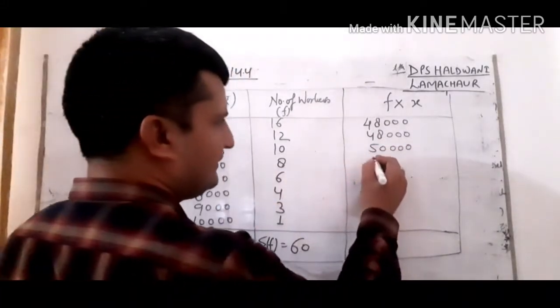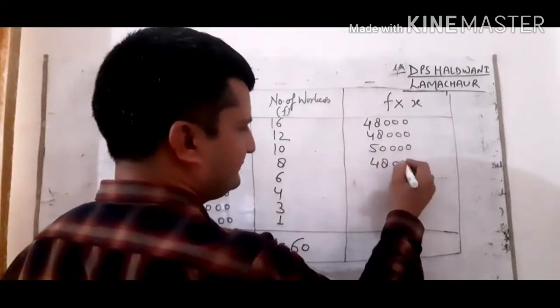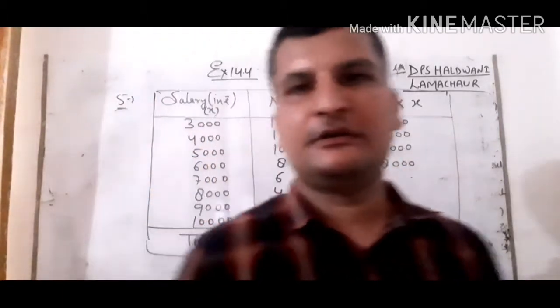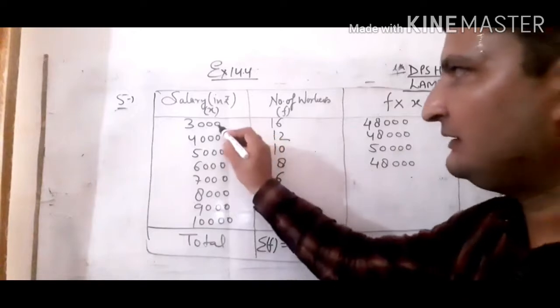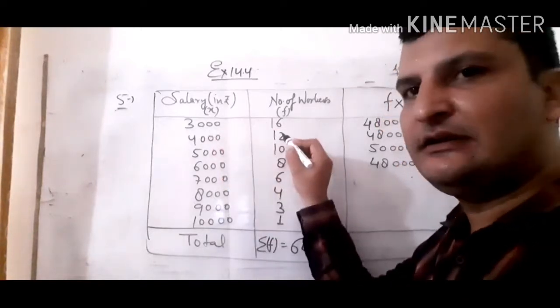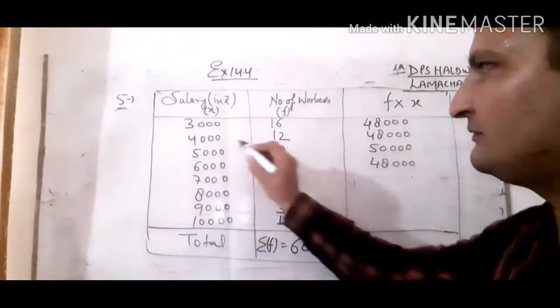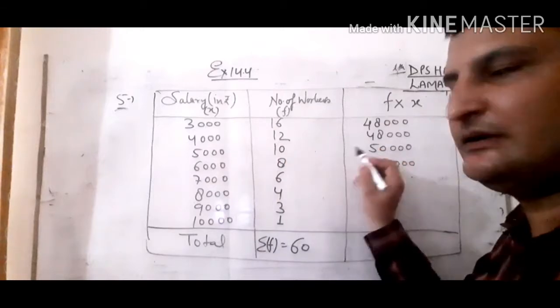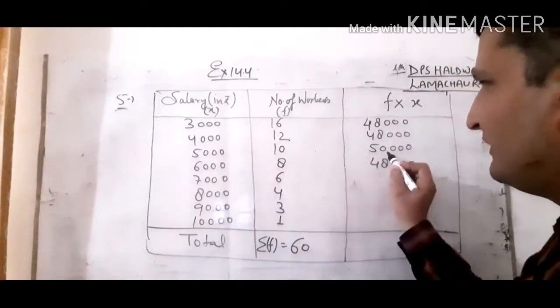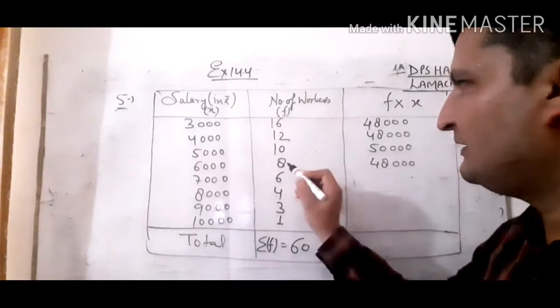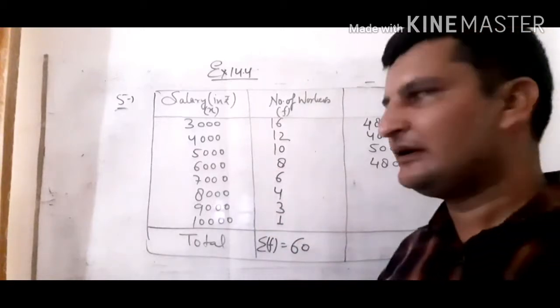6 times 8 is 48,000. What are we doing, students? We are only multiplying these two values, 3000 into 16. This is 48,000, like this. 4,000 into 12, 48,000. 5,000 into 10, 50,000. 6,000 into 8, 48,000. It is coming again.